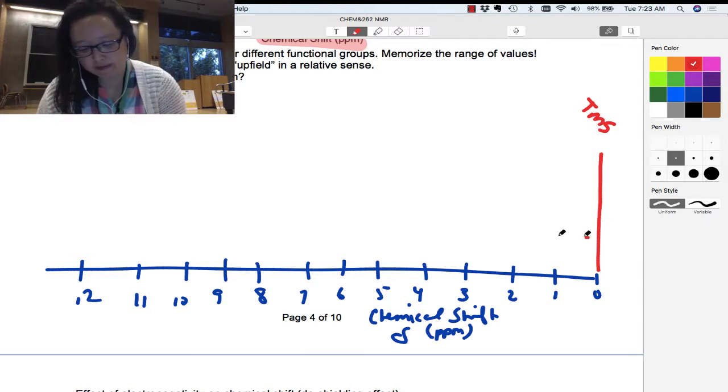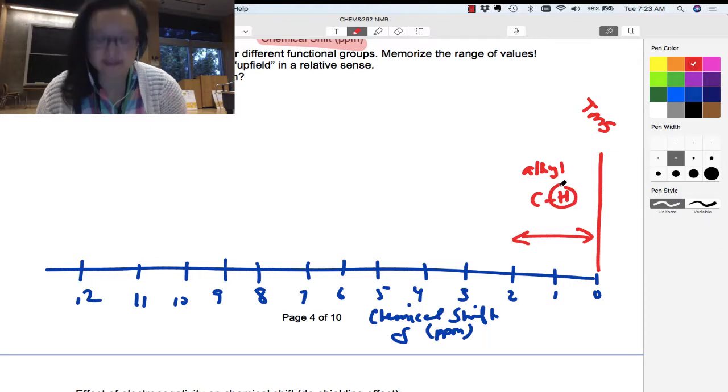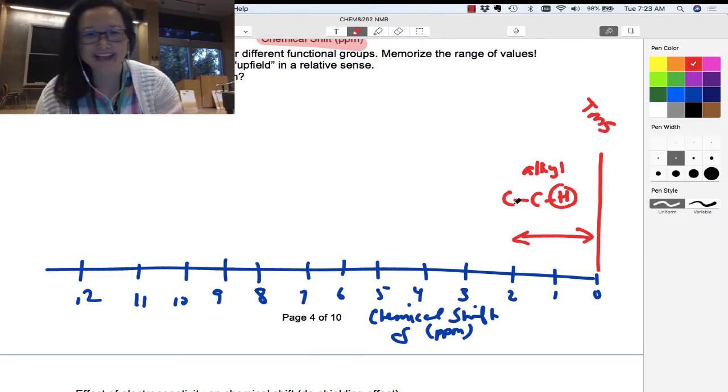Now from 0 to 2, that's where I usually see alkyl hydrogens. I see these kinds of H's on carbons that are bonded to other carbons, so just single-bonded carbons of boring alkanes. Those are where I see the H's.